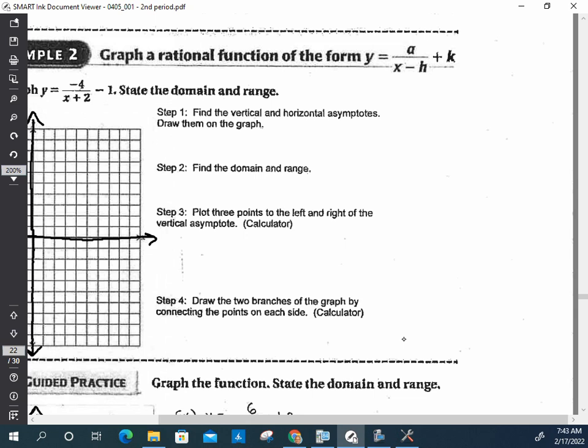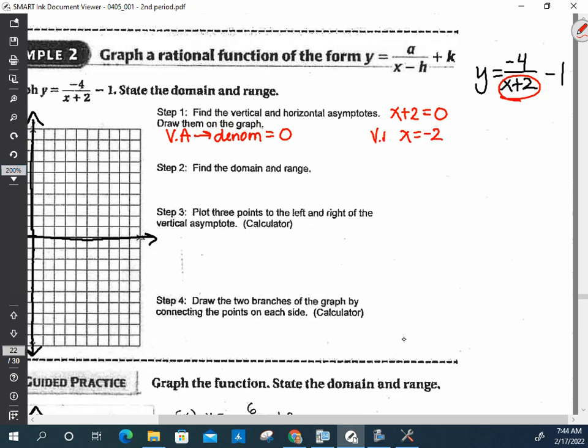So we have y equals -4 over x plus 2 minus 1. Same exact rules apply. So remember, your vertical asymptote is take your denominator and set it equal to 0. So your denominator is x plus 2. X plus 2 equals 0. So that means x equals -2 is your vertical asymptote.